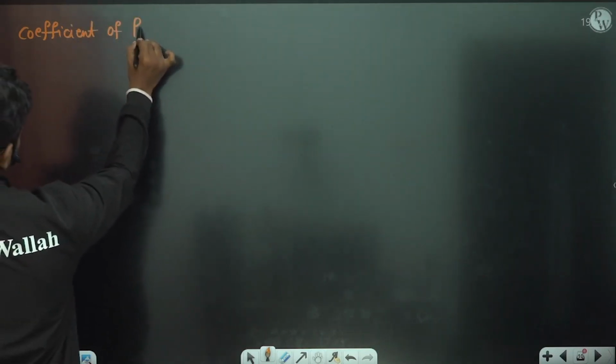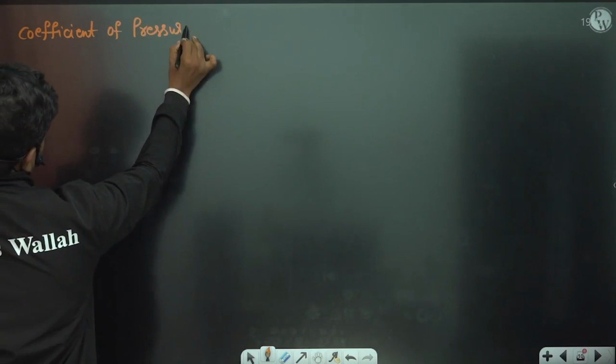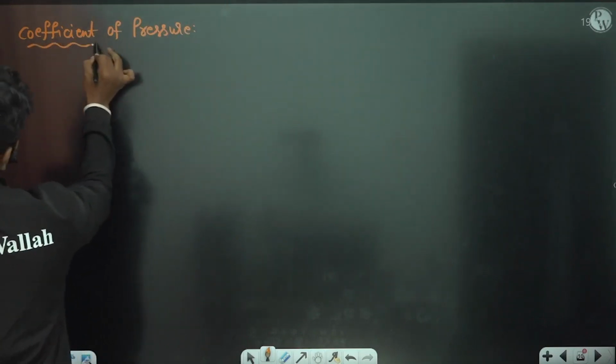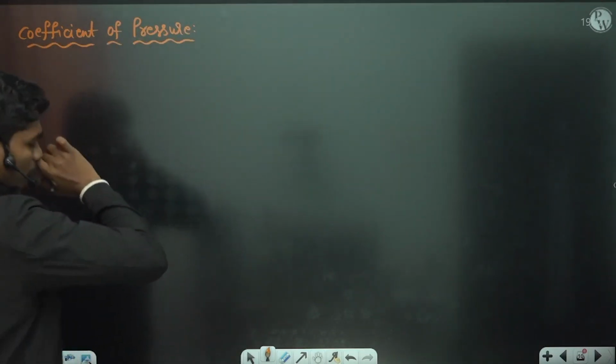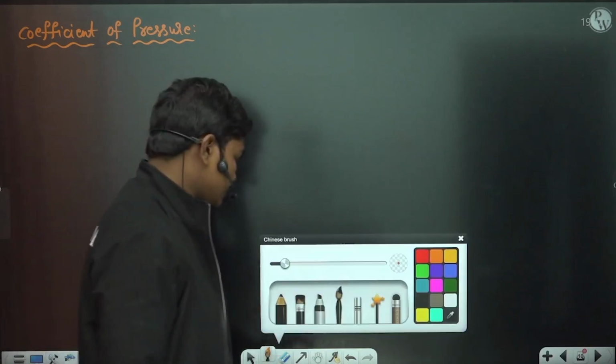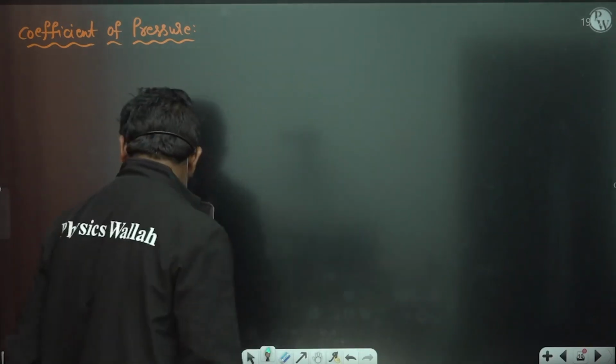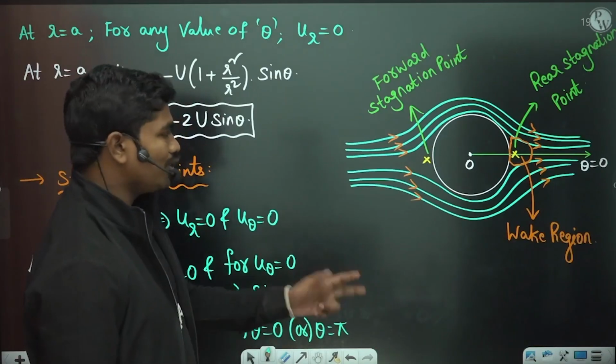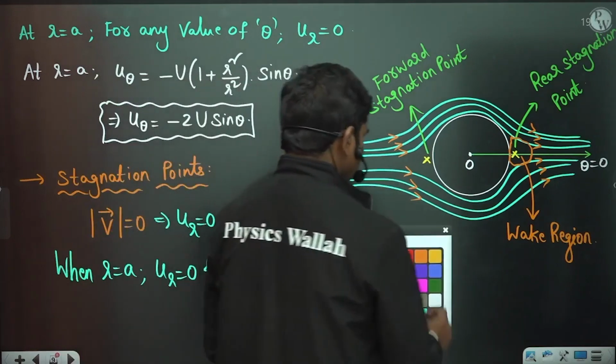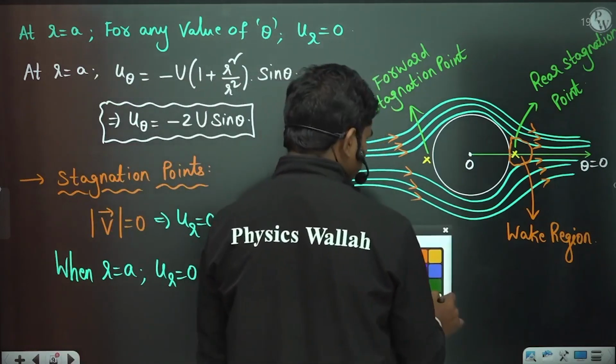Coefficient of pressure, actually. So what is the case of this coefficient of pressure? Look, let us talk about it. Let us suppose you take 2 points in the flow, for example. Let us suppose you take 2 points within the flow.